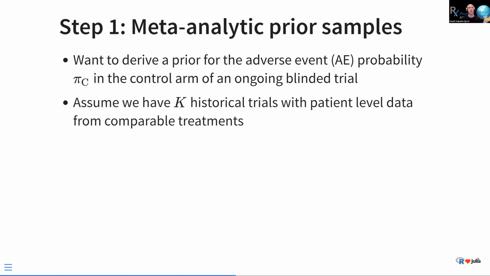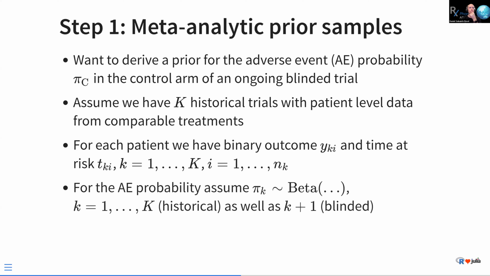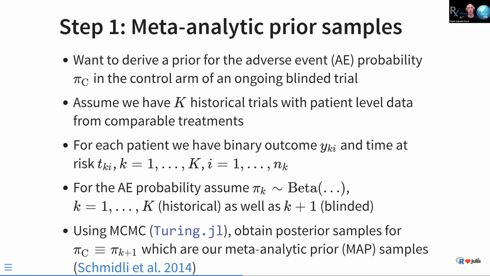So let's say we have some historical trials. For each patient in these historical trials, we had some outcome, let's say for this specific adverse event type, right? I'm just looking at one type of events. Of course, we have some time at risk as well. So for these patients, we then assume a certain beta distribution on the trial-specific event probabilities, okay? And we say the blinded control arm should basically follow the same distribution. So they should be exchangeable, right?